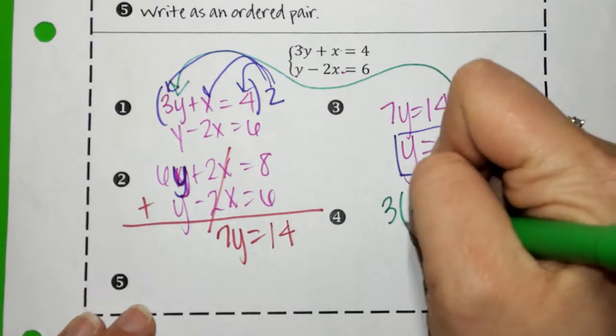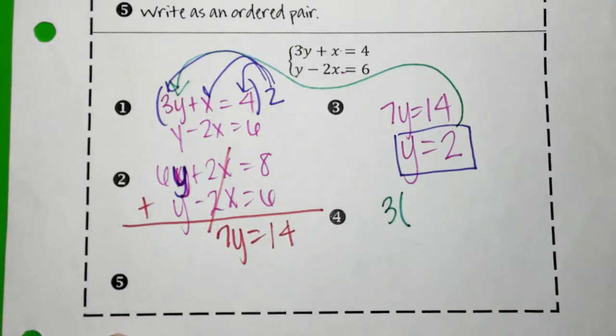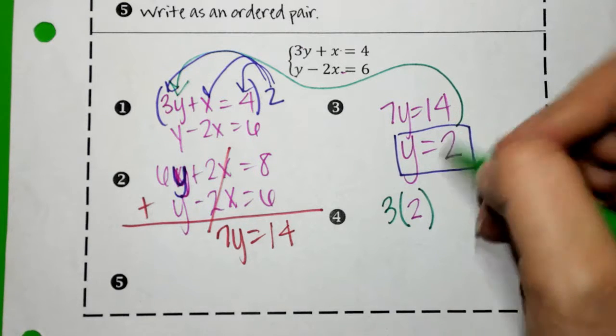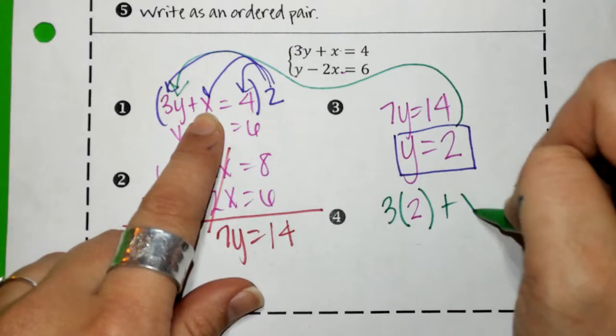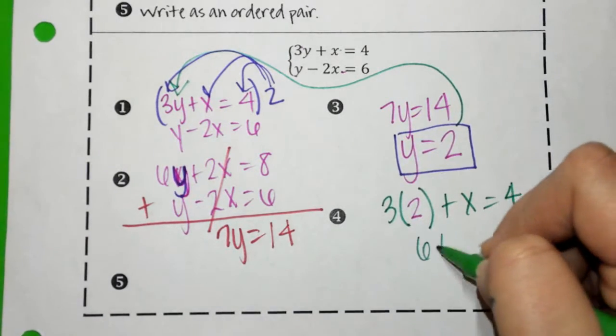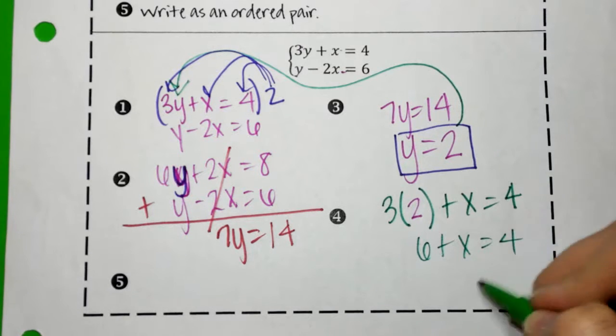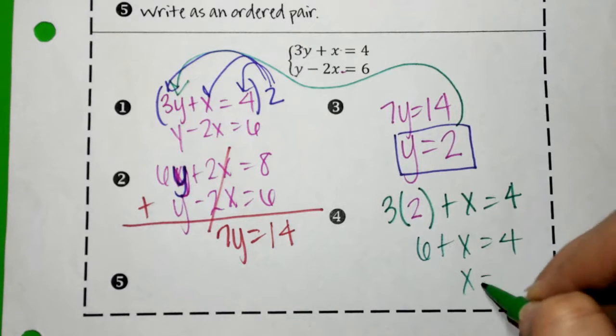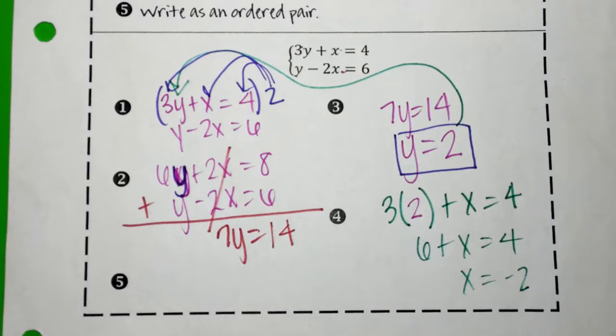So we're going to have 3 times, what's our y value? 2. Awesome. 6. Okay. Plus what? X. Equals? 4. Alright, what's 3 times 2? 6 plus x equals 4. Who can tell me what x is? Negative 2. Ashley said it before. You take a point. Amy said it too.